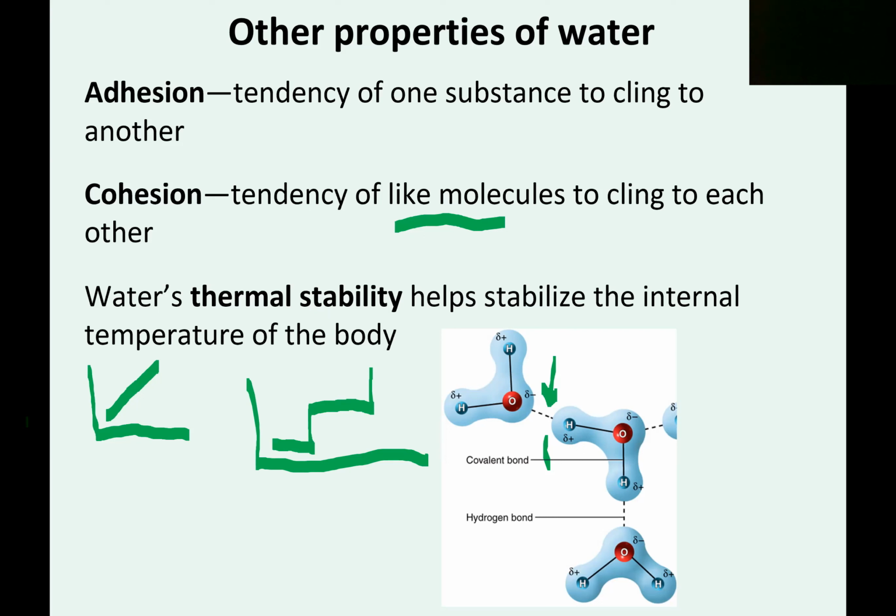Another property of water is that it's more dense as a liquid than a solid. Most things are more dense as a solid, and that's why ice floats. When a pond or lake or river freezes, it freezes from the top down. And that's how fish and other organisms can live in a pond over the winter, because it's the top that freezes, not the bottom.